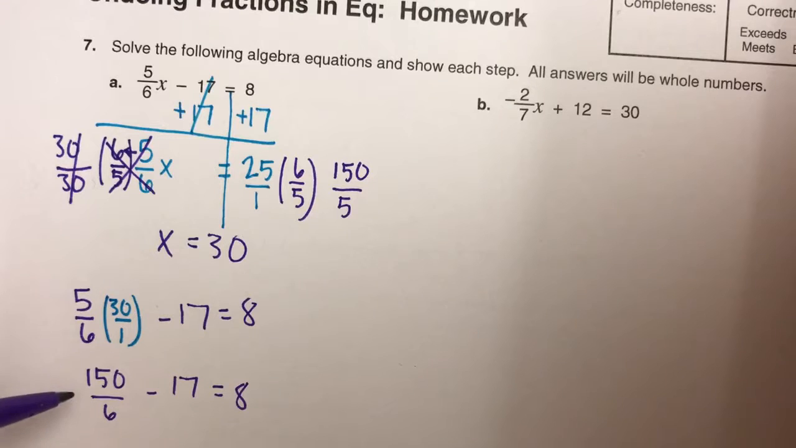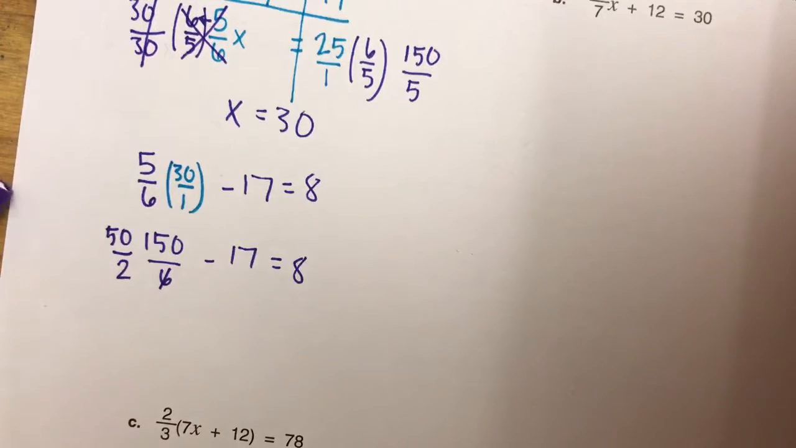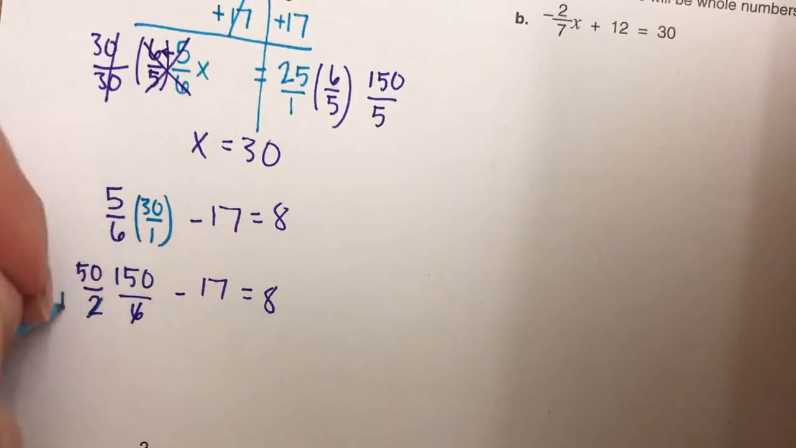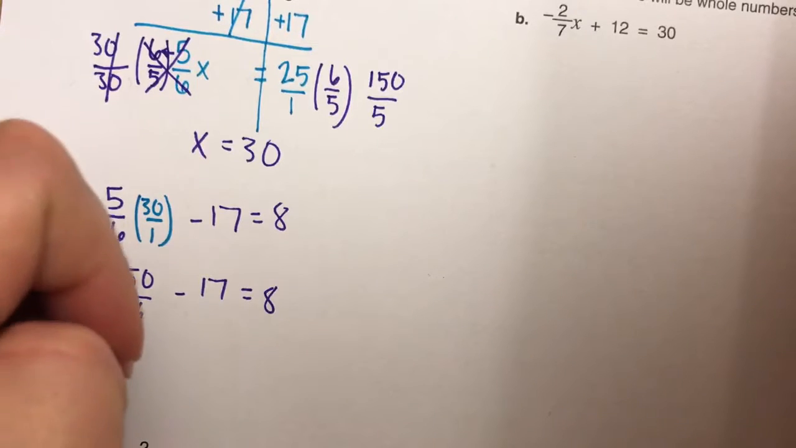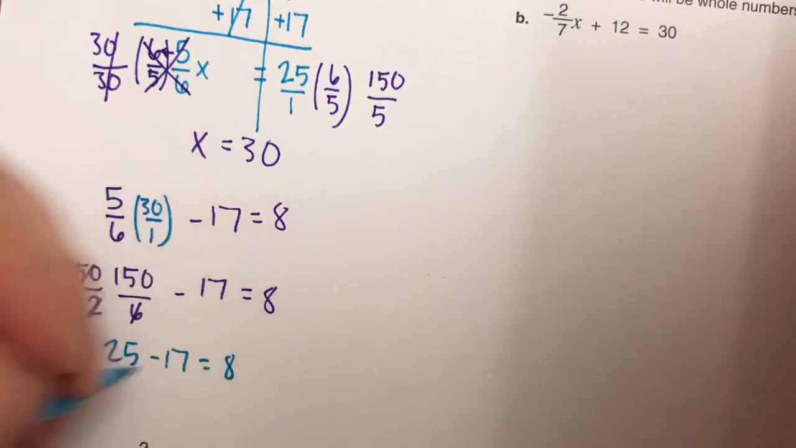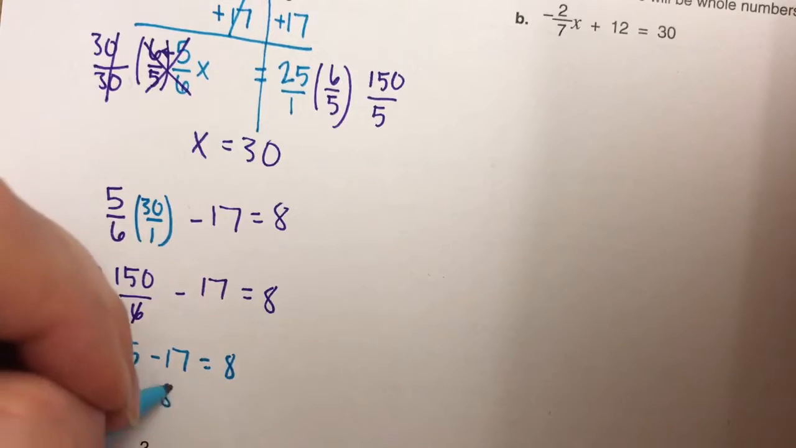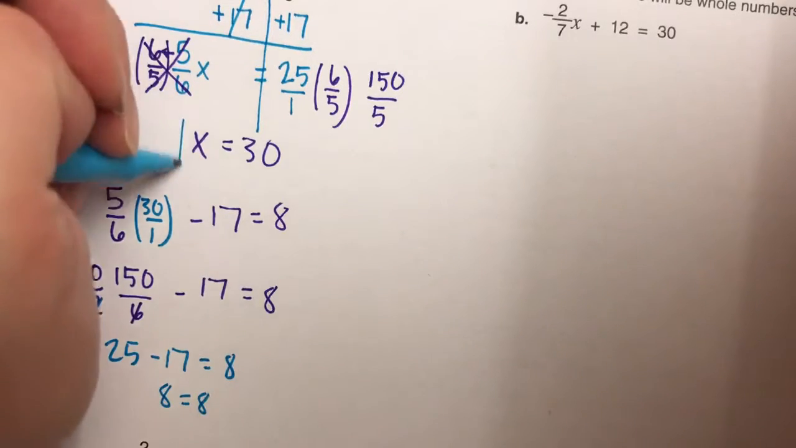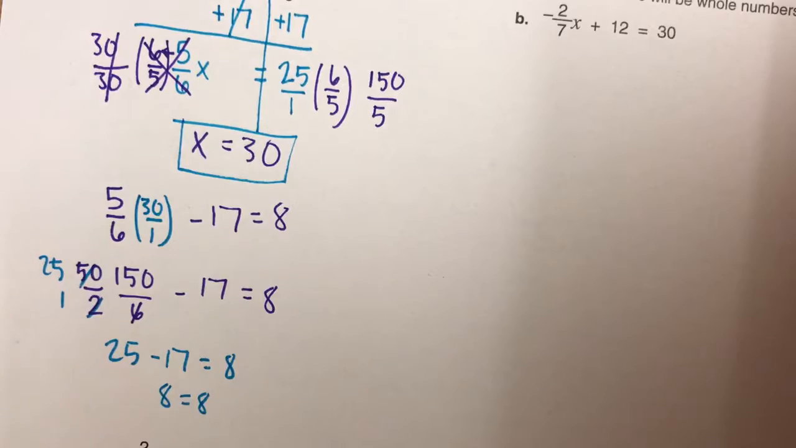Well, 150 divided by 6 is going to end up being, let's see, 3 goes into 6 2 times, and then 150, 3 goes into 150 50 times, and so 50 divided by 2 simplifies down to 25. So now I have 25 minus 17 equals 8, and 25 minus 17 is in fact 8. So there you go. Our answer to this problem is x equals 30.